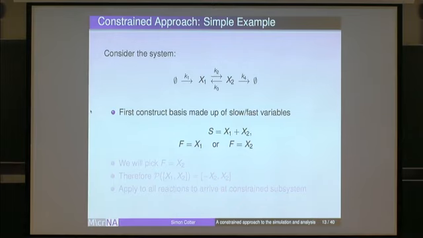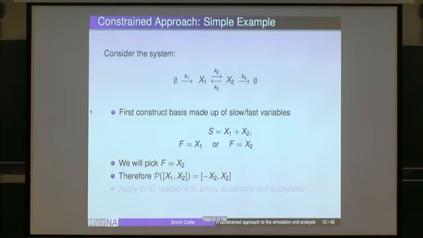The first thing we need to do with a constrained approach is to construct a basis for the state space made up of slow and fast variables. Well, we know what the slow variable is. It's given by s equal to x1 plus x2, and that's because it's perpendicular to the fast stoichiometries of these two reactions here. We can then pick our fast variable to be either x1 or x2. You do get slightly different approximations depending on which of the fast variables you choose, but usually it doesn't matter too much. In this example, it does slightly matter for reasons that I won't go into now, but we're going to choose preferentially the fast variable to be equal to x2.